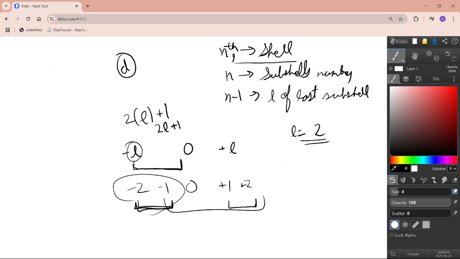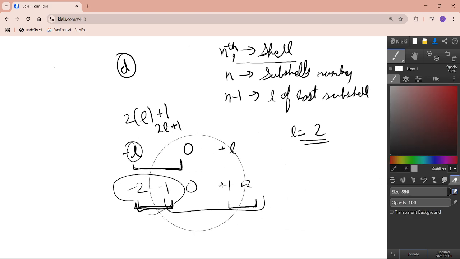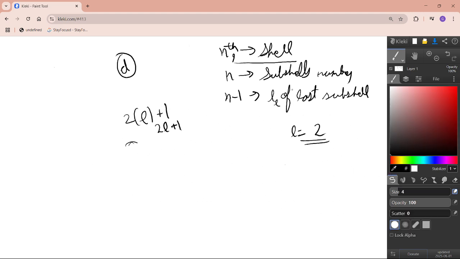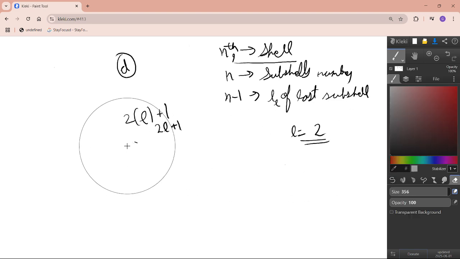becomes 2L plus 1, and these are the magnetic quantum numbers, we'll not talk about them. Okay, so 2L plus 1 is the formula, a general formula. Here L is the last one I have taken. 2L plus 1 is the general formula for finding the number of orbitals.